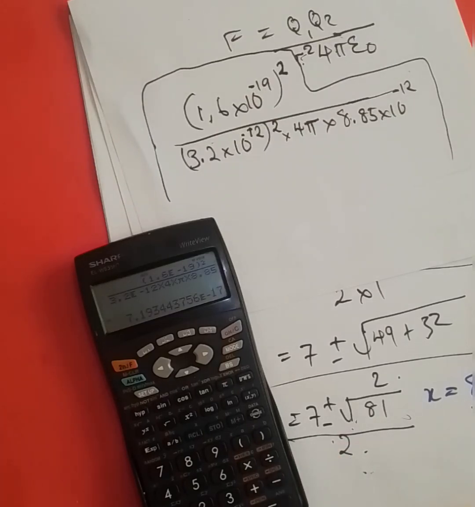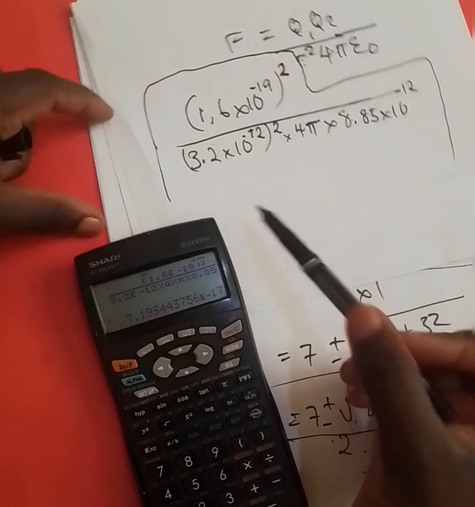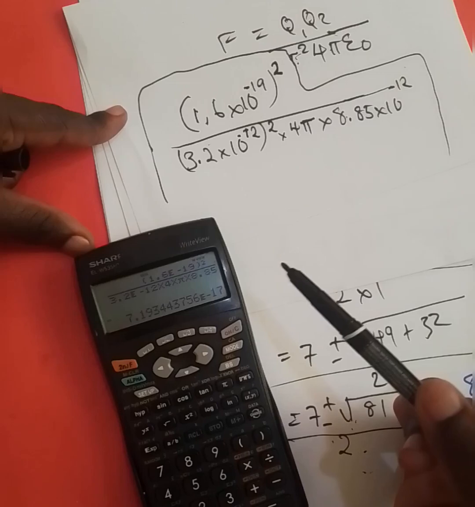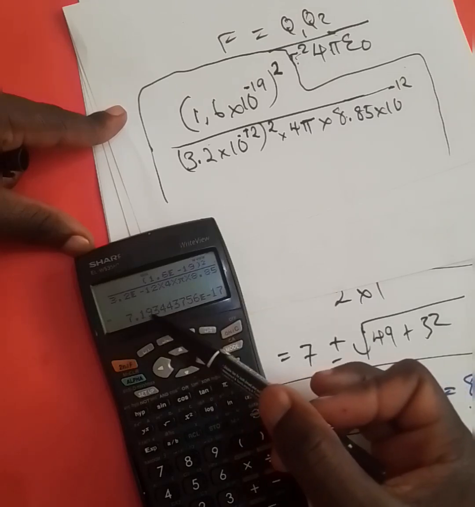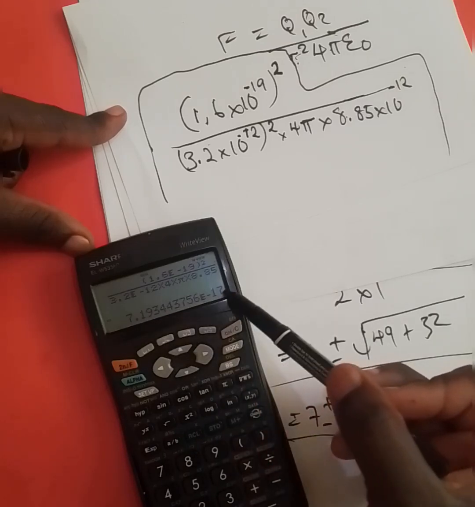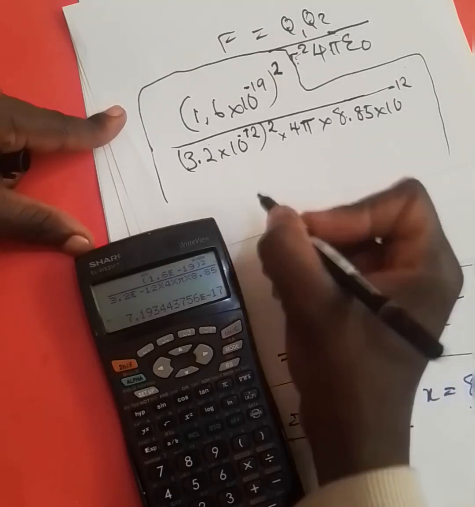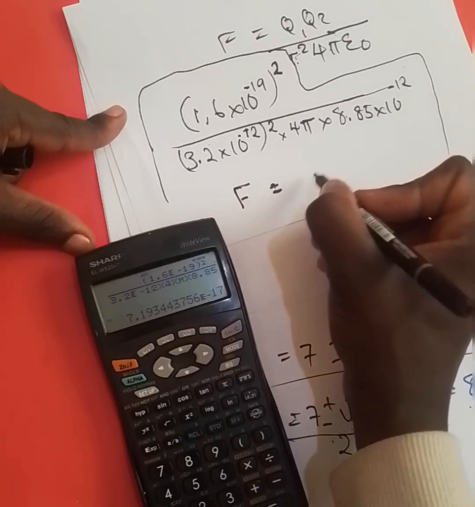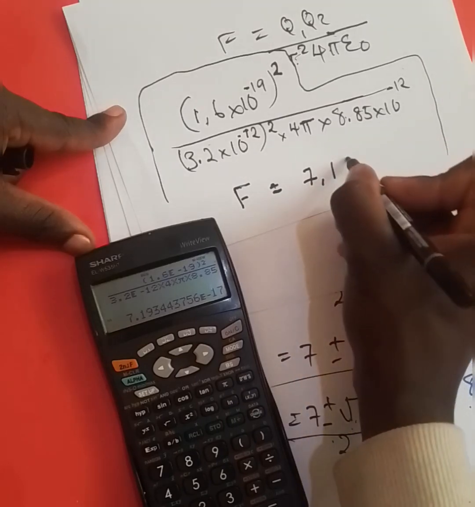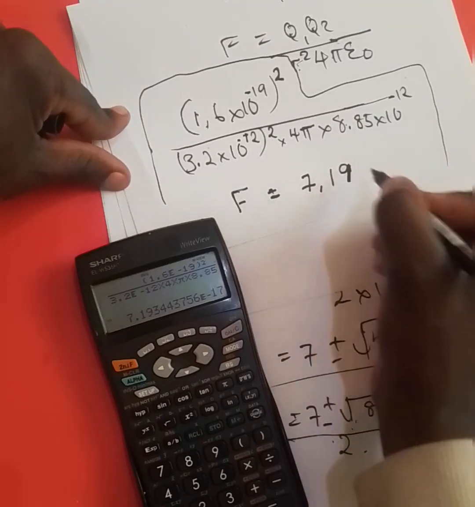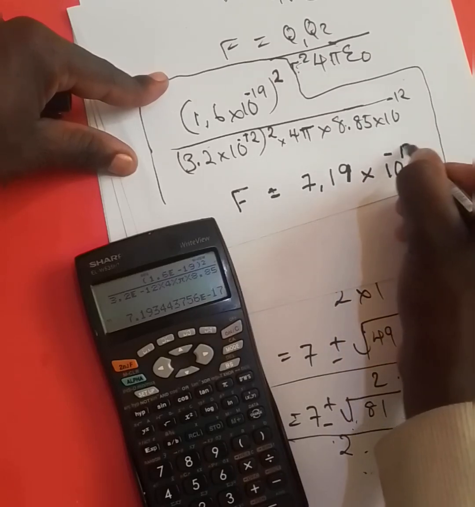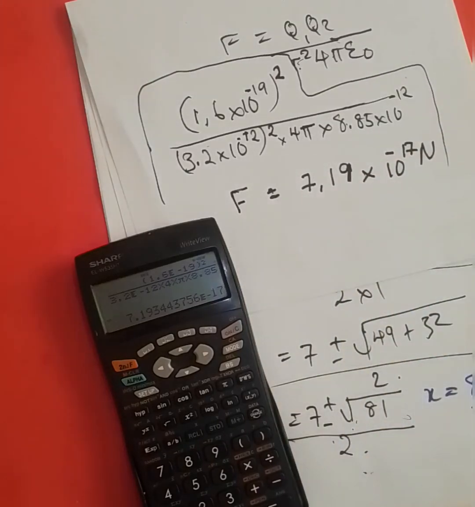So this is the answer. Our answer now is 7.19, correct to three significant figures, so 7.19 exponential negative 17. This means the force was equal to 7.19 times 10 to the power negative 17 newtons. So that was the force between these two electrons. Then you're done.